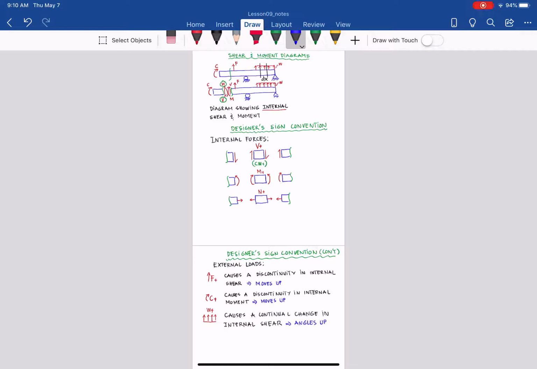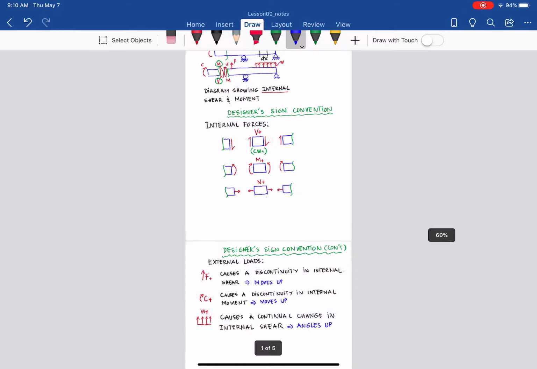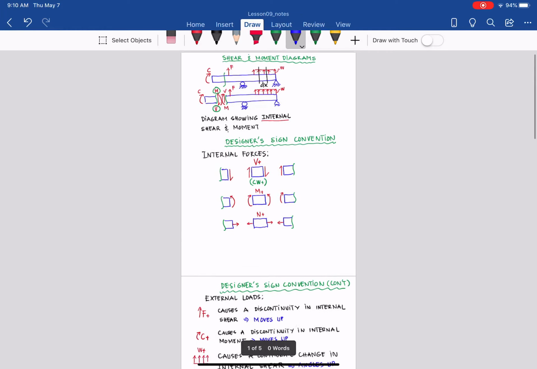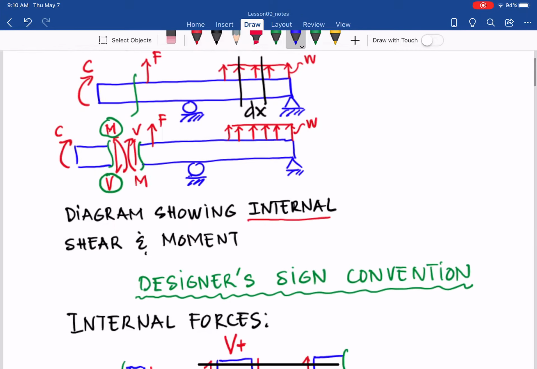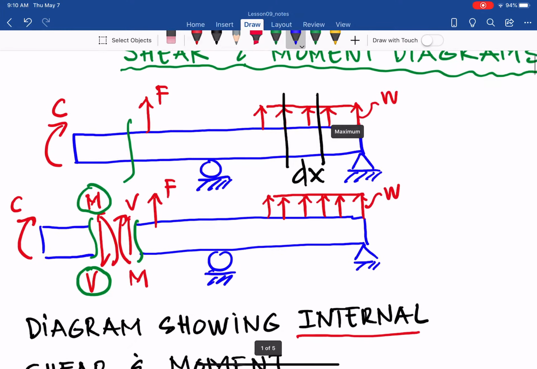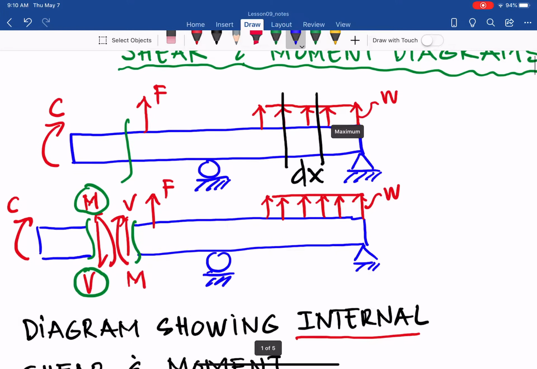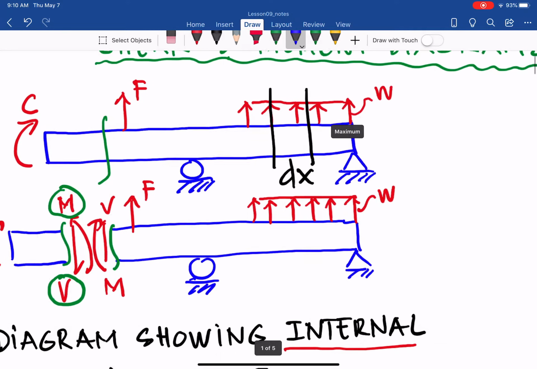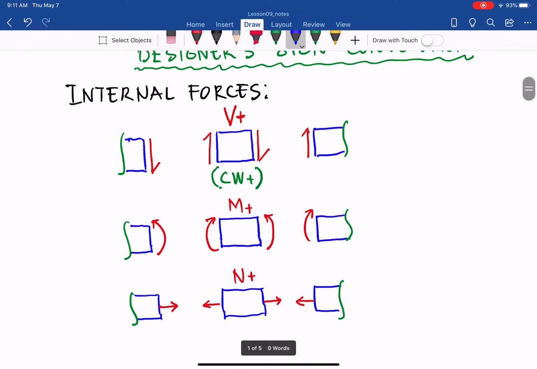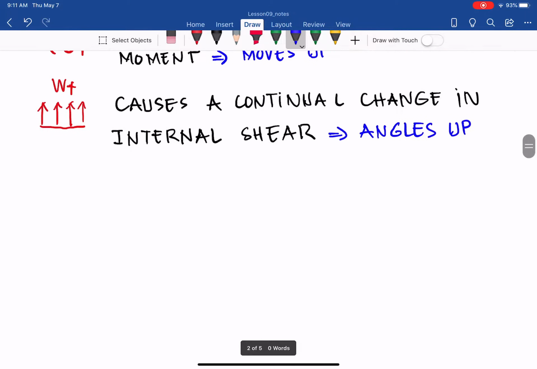From the definition of shear and moment diagram, and also the designer's sign convention for internal forces and external loads. So let's set a differential slice dx in that beam, cut through the distributed load W as I show in the dx there. So let me zoom in and draw that differential slice.